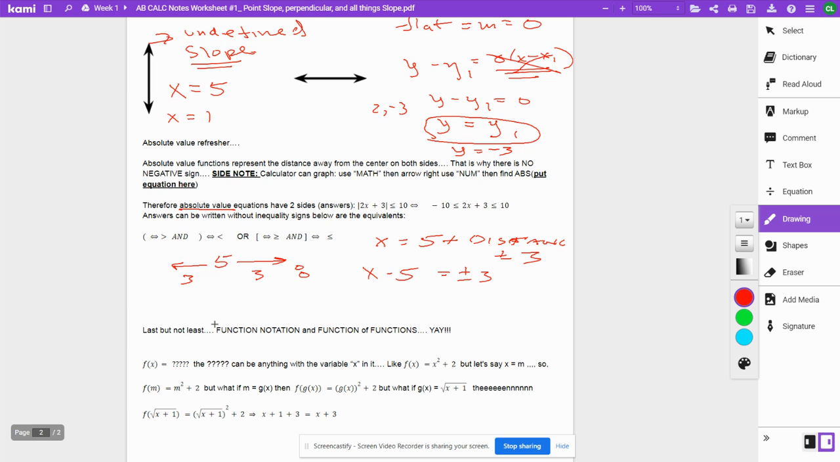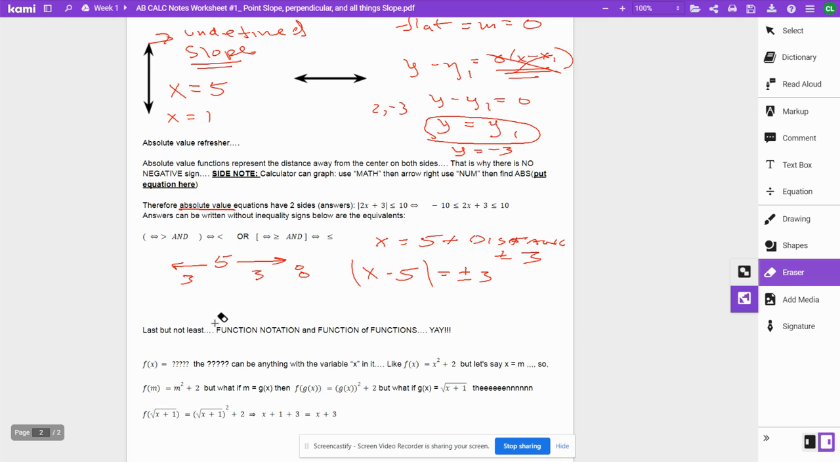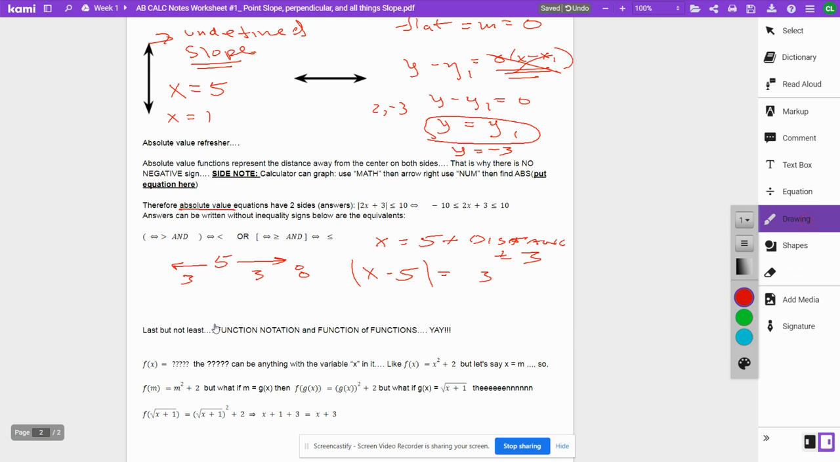So we account for distance with the notation absolute value. So the absolute value of x minus 5 when it's equal to just 3 is how we account for this plus or minus 3.